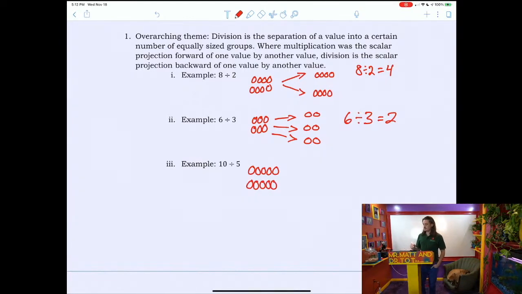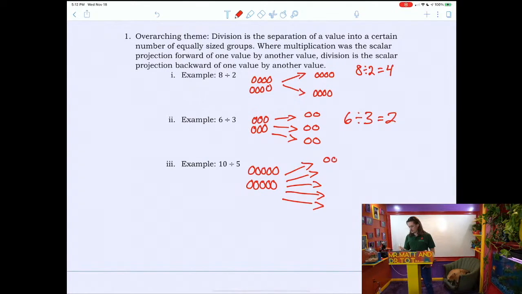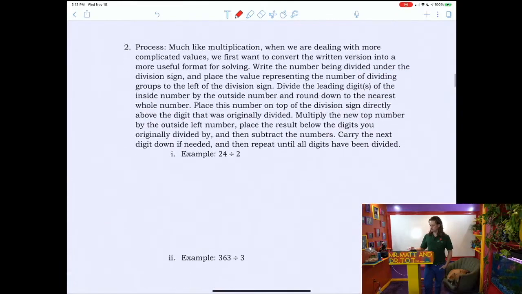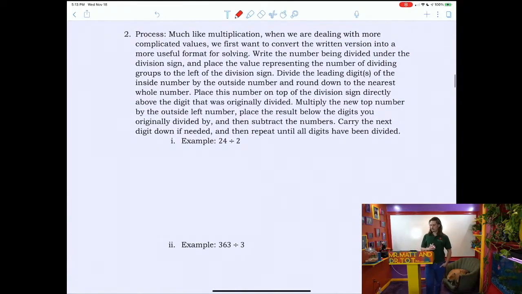So if we have 10, the third example, if we have 10 items and we split them into 5 equally sized groups, then you'd be able to put 2 in each group. So 10 divided by 5 is equal to 2. If you have any questions, then please let me know.